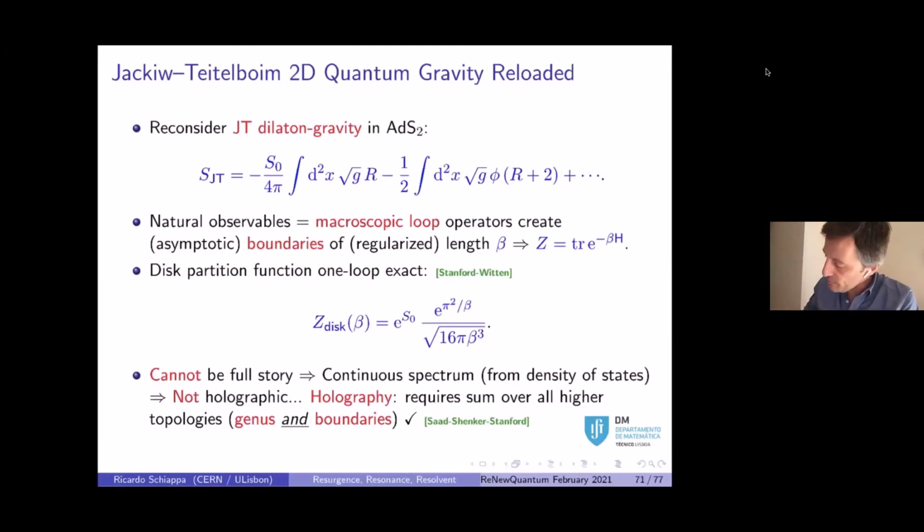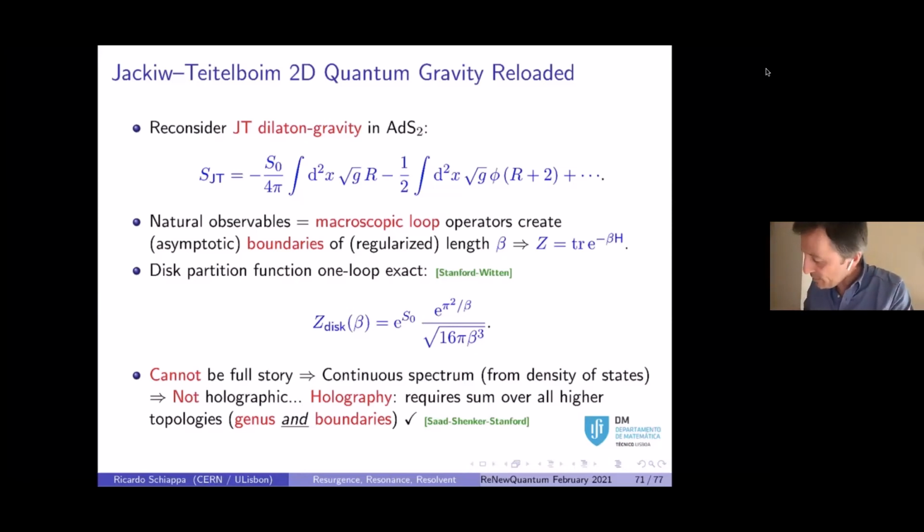So remember that there was a topological term, and then there's a dilaton term that makes sure that we are in AdS2, and then there's boundary terms where you have the Schwarzian action and the non-trivial dynamics. The natural observables in this problem are macroscopic loop operators. They're sort of creating asymptotic boundaries with some length beta.